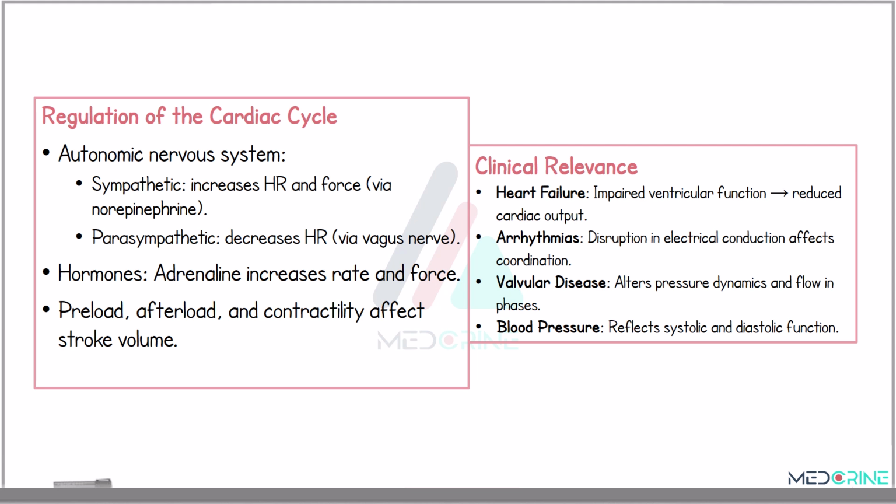The regulation of the cardiac cycle happens through a number of factors, one being the autonomic nervous system. The sympathetic nervous system is known to increase the heart rate and the force of contraction due to the effect of norepinephrine. And the parasympathetic nervous system decreases the heart rate through the vagus nerve. Another regulator of the cardiac cycle is hormones, for example adrenaline, which is known to increase the heart rate and the contraction force. Then we have the preload, afterload, and the contractility effect on the stroke volume.